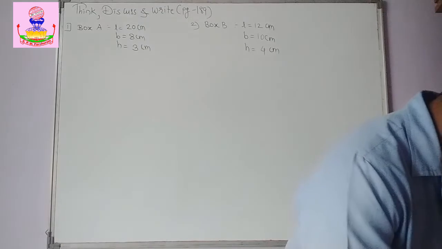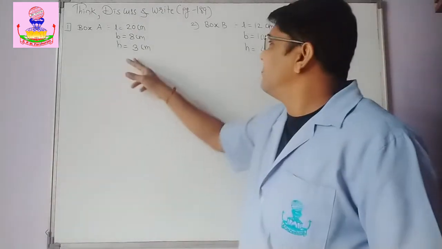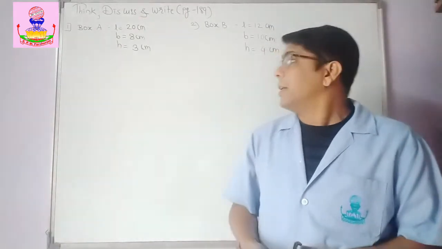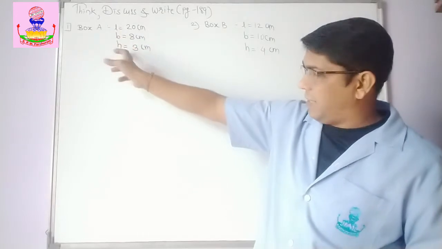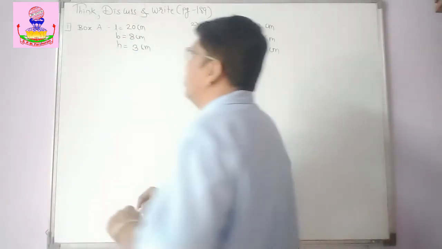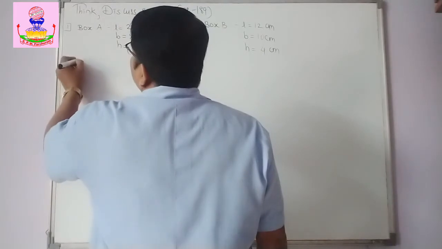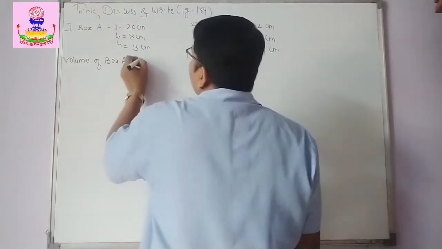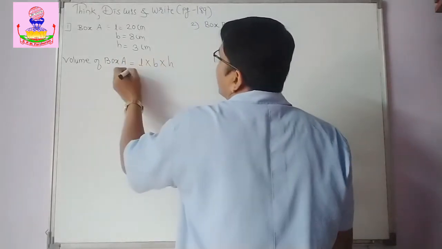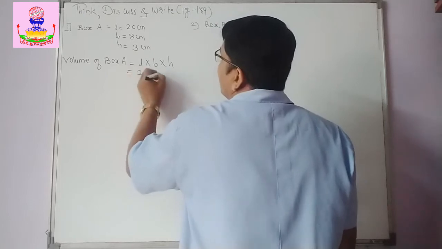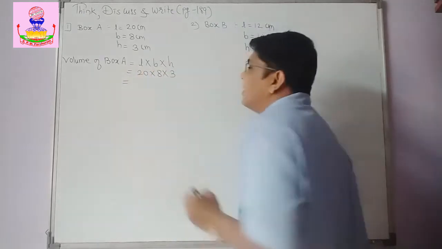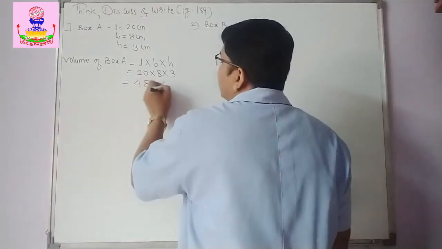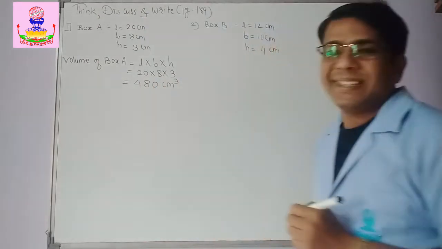Okay, so first we will find out which box is economical from these two, and then we will suggest. Okay, now here length is 20, breadth is 8, height is 3. So first we will find out volume. So volume of box A is equal to length into breadth into height, because they are cuboidal. So 20 into 8 into 3. So 8 3s are 24, 24 2s are 48. So 480 cubic centimeter.